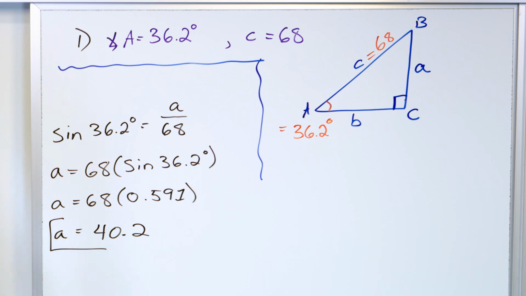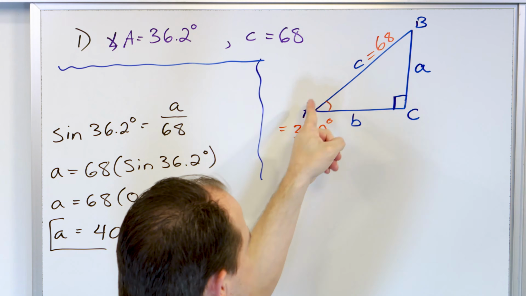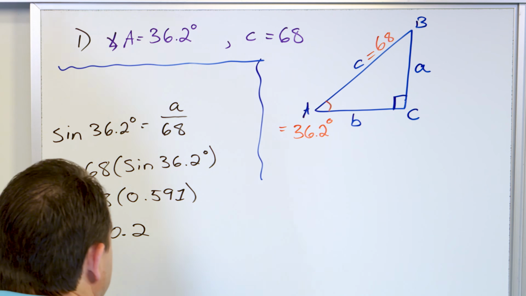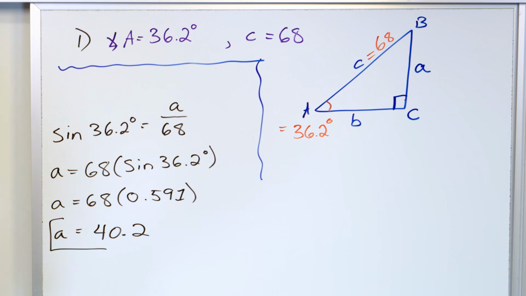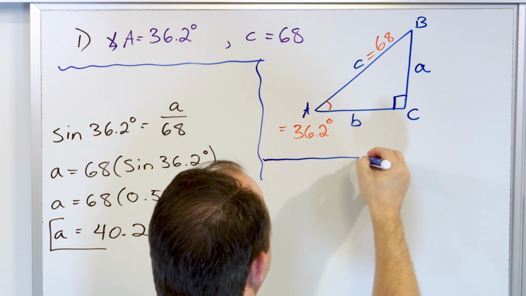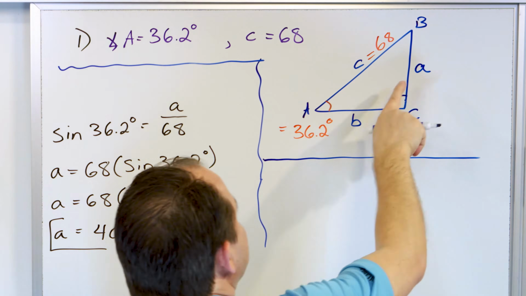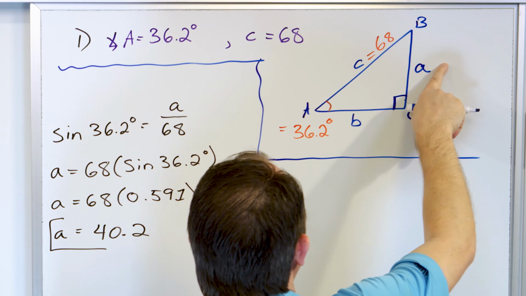40.2 what? Well, if it were 68 meters here, then the answer would be in meters. If it were centimeters, it would be in centimeters, and so on. So whatever distance units you're using. All right, so we can handle that. Now, let's take a look at what else we can solve for immediately. We now know that this side is 40.2.